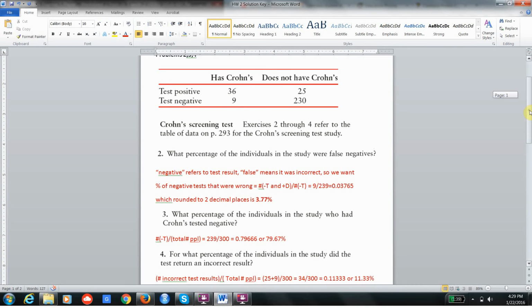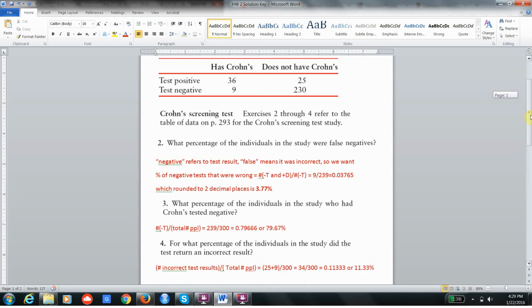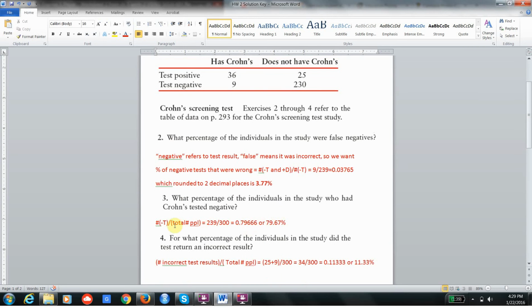What percentage of individuals in the study tested negative? Well, that's easy. That's just the fraction of people that had negative test results. So we take the total number of people. There were 300. 239 tested negative. Therefore, roughly 79.67% of the individuals had a negative test. Okay, it's the fraction of people that had a negative test.